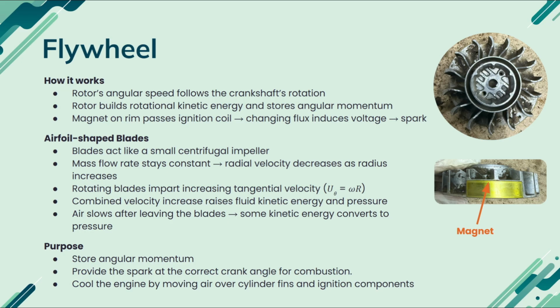The flywheel is mounted directly on the crankshaft, so it rotates in sync with the piston's motion. Along the rim of the flywheel, there's a magnet. Each time that magnet passes the stationary ignition coil, the changing magnetic flux induces a voltage and fires the spark plug. The flywheel blades operate like a centrifugal impeller.